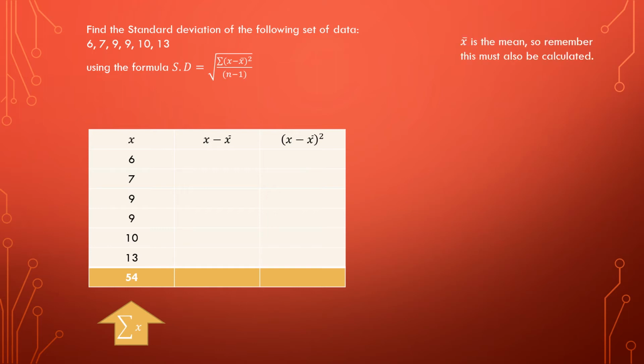So in order to fill out the next column, I need to have x bar. I need to be able to take away this x with a funny line over the top of it. Remember, x bar is just the mean. So what we need to do is work out the mean of this set of data. We need to know what we get when we add them all up, and we need to know how many there are. So my sum of x was 54, and there were 6 things in my list. So my mean, sum of x divided by n, 54 divided by 6, gives me a mean of 9.